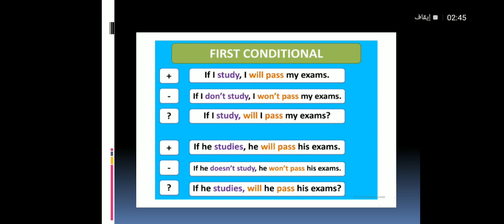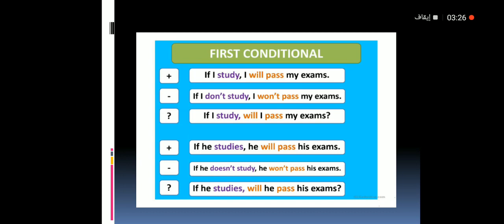Look at these examples here. If we want to make negative sentences from the first conditional sentences, look at the first example. If I study, I will pass my exam. And we said that with the if part, we use present simple. How can we make a negative sentence from the present simple sentences? Simply, we just add don't or doesn't, depending on the subject, of course, and the verb following them should be a base verb. So if I study, I will pass my exam. If I don't study, I won't pass my exams.